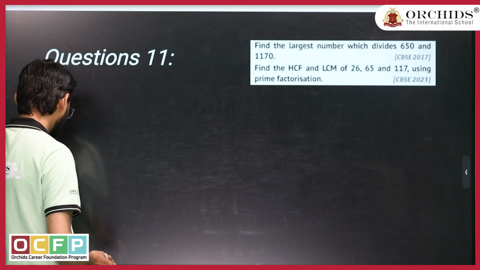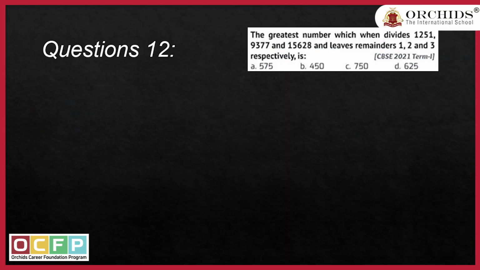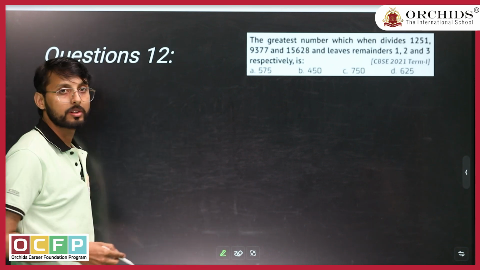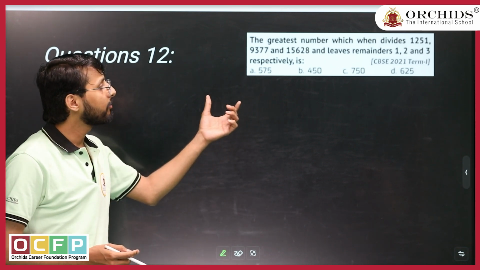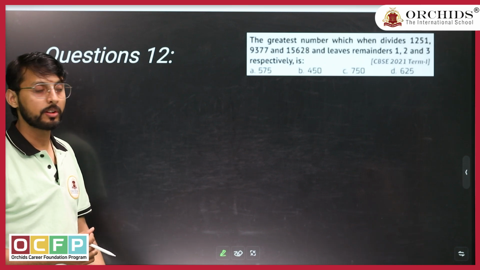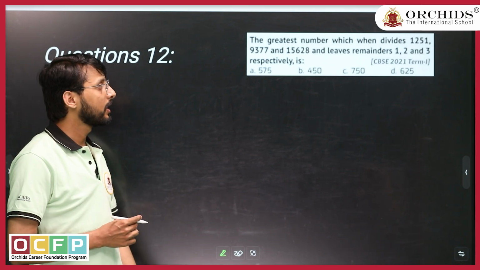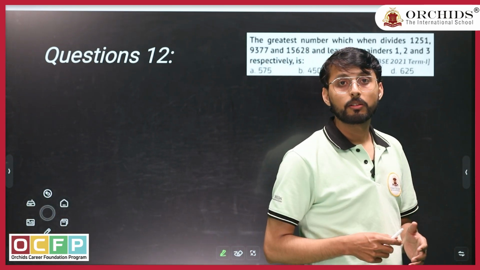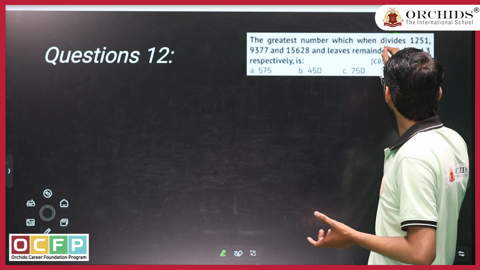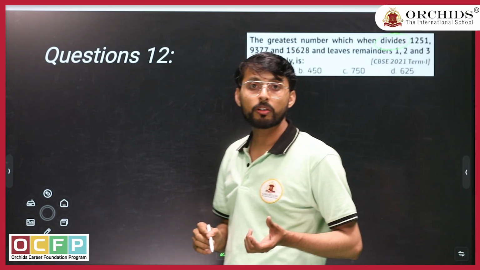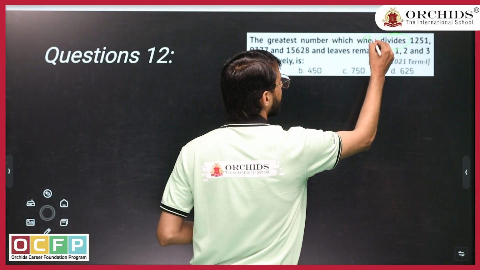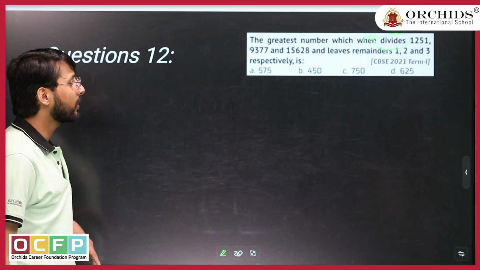Now let's move on to question number 12. Just take a pause of 1 minute and please read the question once. The question is: the greatest number which when divides 1251, 9377 and 15628 leaves the remainders 1, 2 and 3. They are asking about the number which will divide. With the term divide only you can segregate this question in terms of HCF or LCM. So in application, division means HCF. So this question is directly based on HCF.